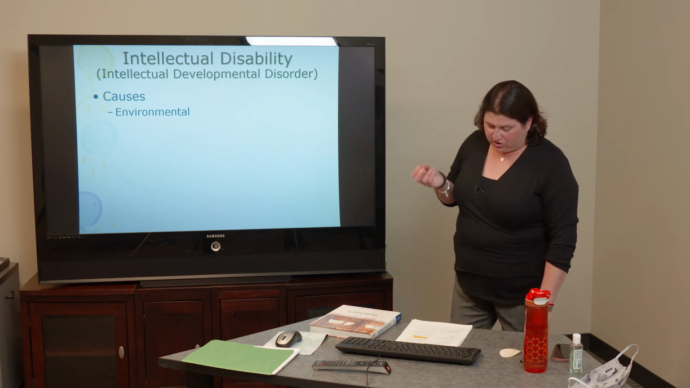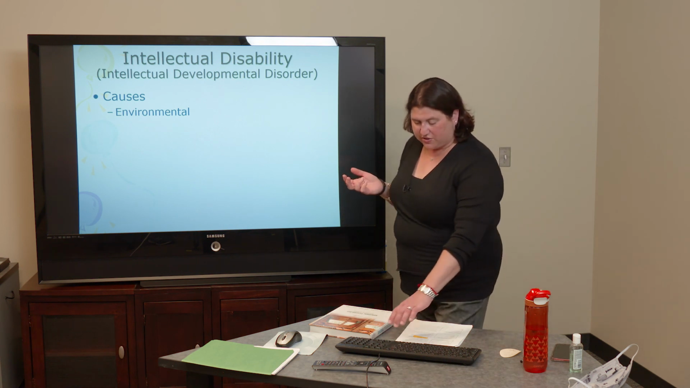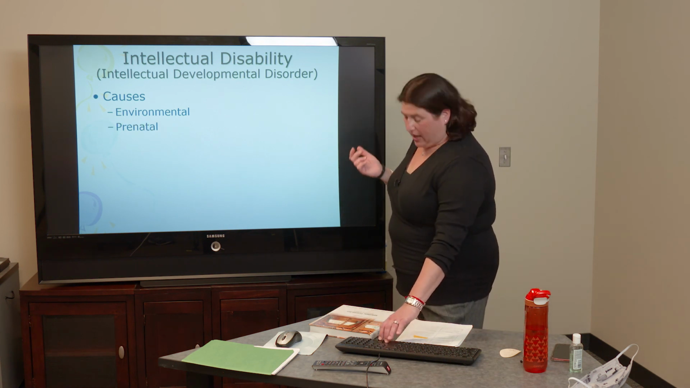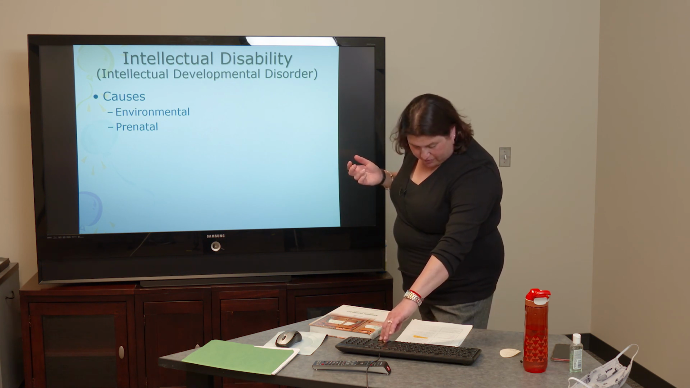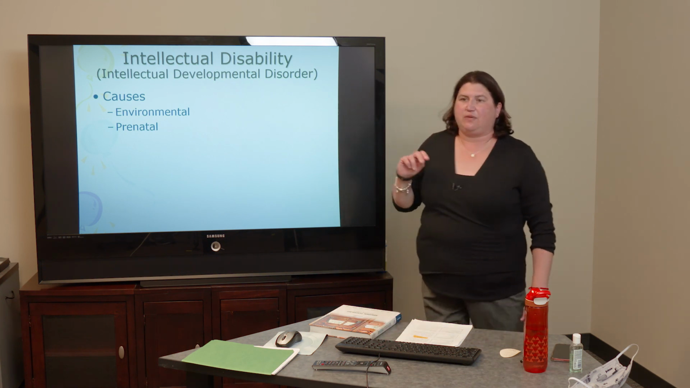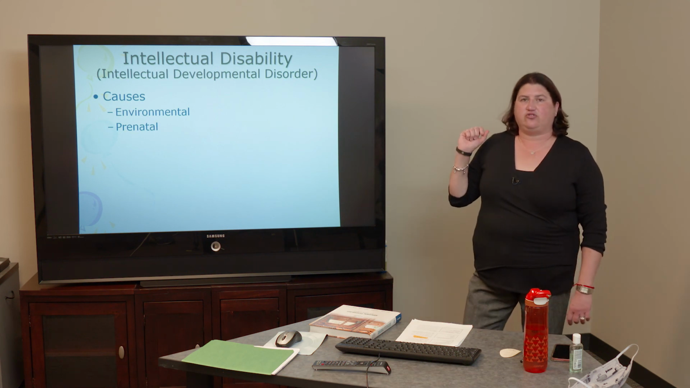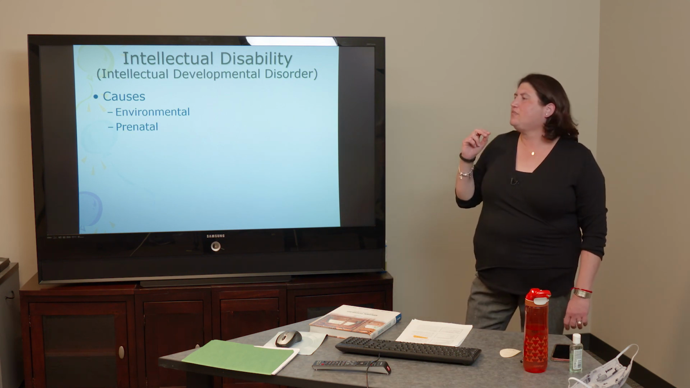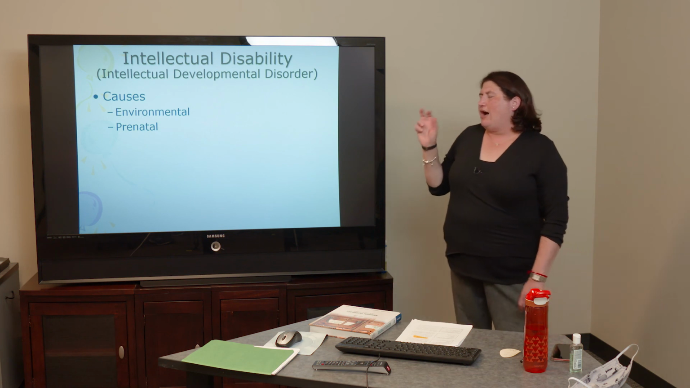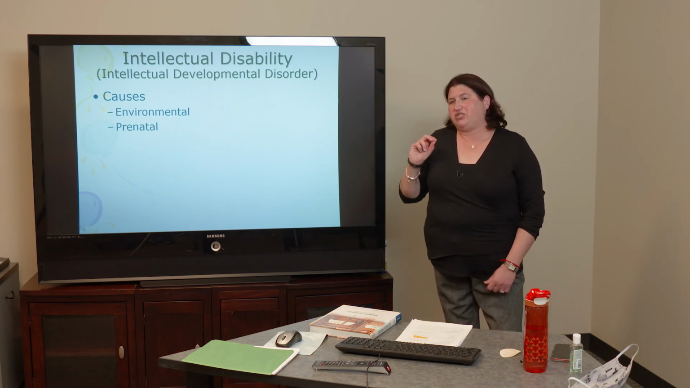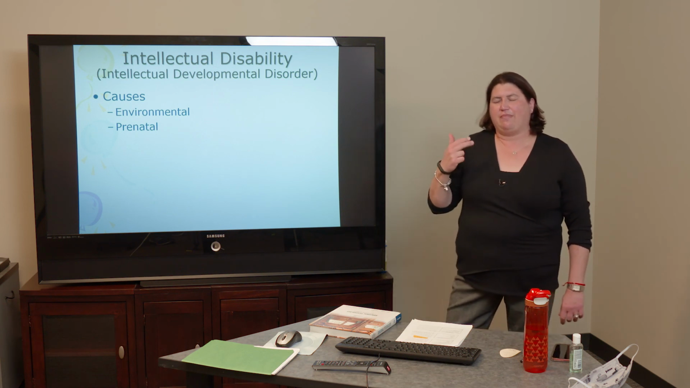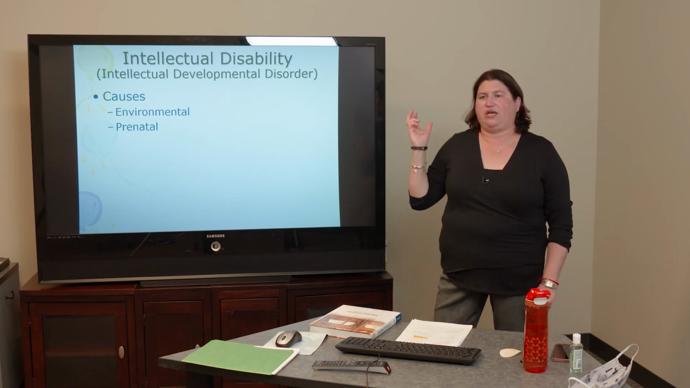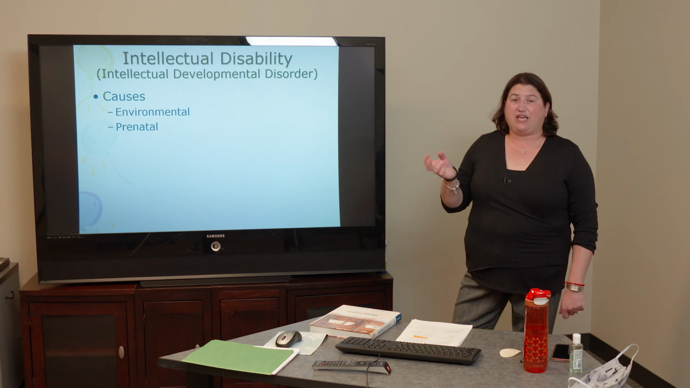Similarly, any abuse or neglect early on can also be a factor. Prenatal factors, pretty much the 2 big things are going to be illness and drug or alcohol use. So we know that measles can be particularly bad. If a mother contracts measles while she's pregnant, the impact on the developing fetus could be intellectual disability. Same thing even with the flu.